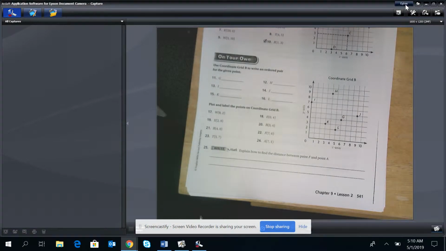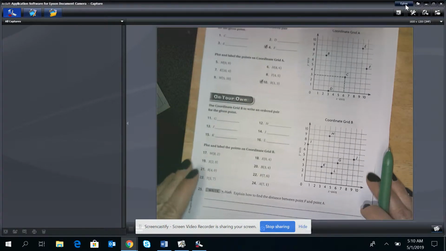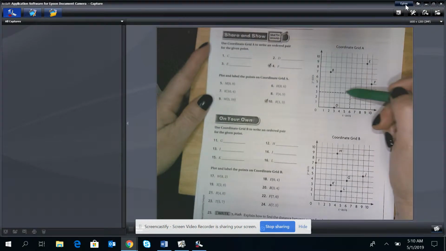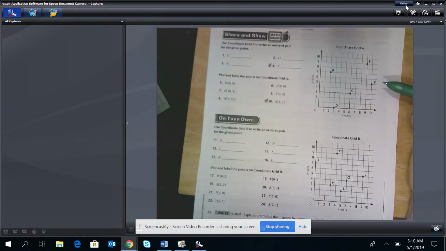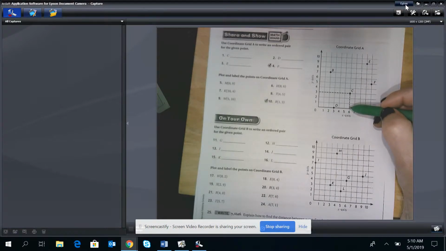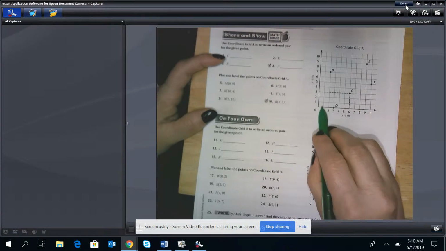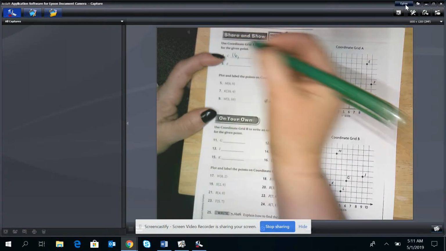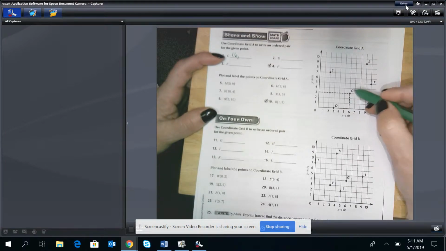All right, what I want you to do is, this is your practice time. I know that they show you dotted lines here, but let's try to make our coordinates without the dotted lines. So like C, we would go to the right, how many? 6, first parentheses, 6, comma, how far did I go up? 3.